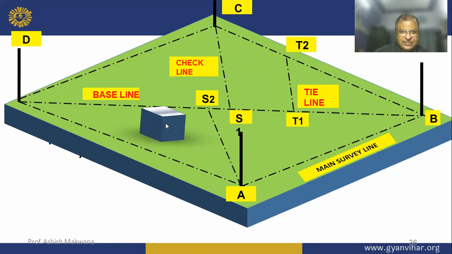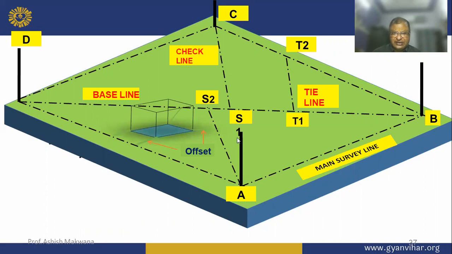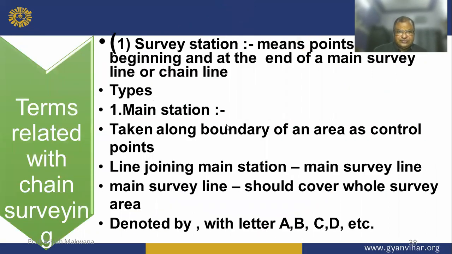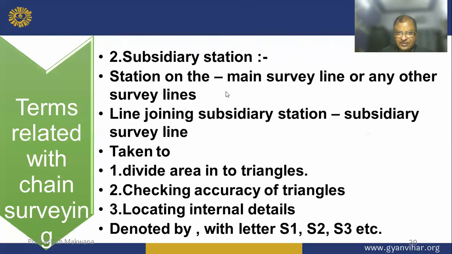And now you see this is a pillar, and this is the dimensional line. Now survey station means the point at the beginning and the end of the main survey line of the chain line. Line joining main stations is the main survey line. So the main survey line should cover the whole survey area and is denoted by A, B, C, D, etc. And those are subsidiary stations.